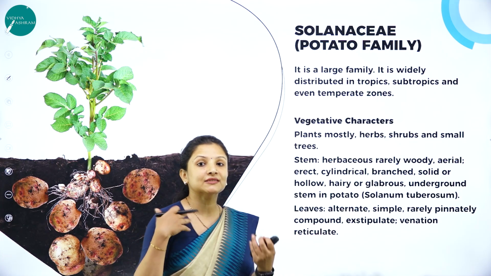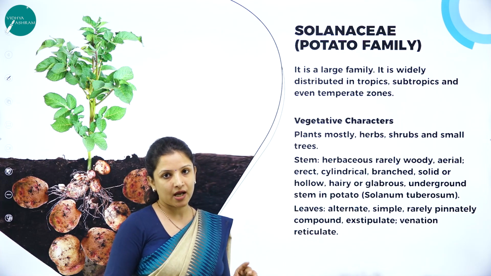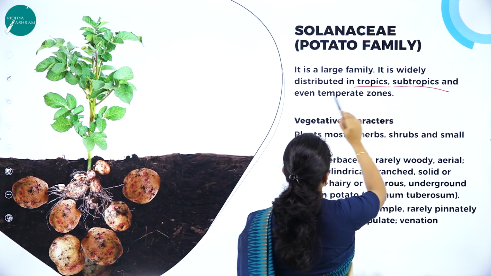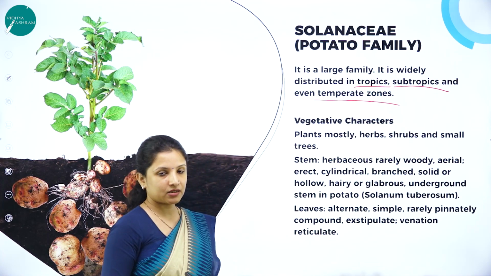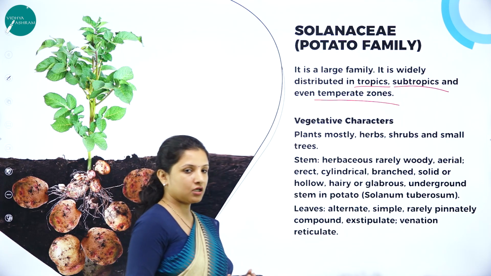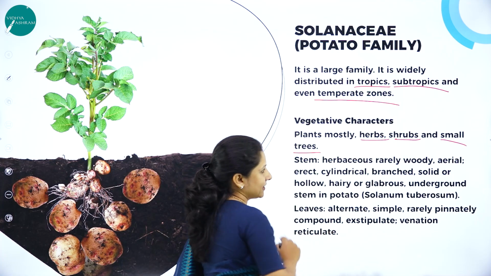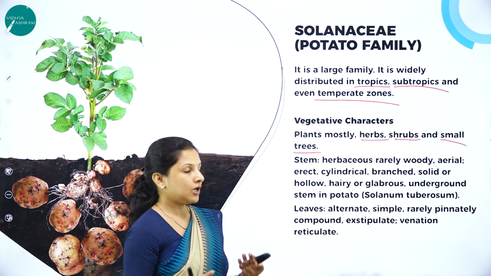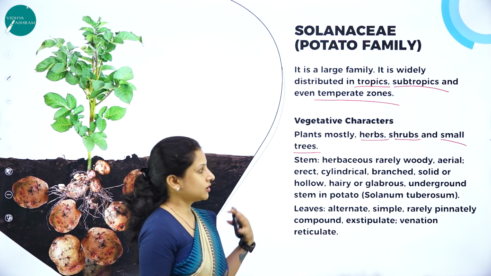So what is its habit? I told you, according to the rule, we have to start with the habit. It's found in the tropics, the subtropics and the temperate zones as well. And the vegetative characters: the plants are mostly herbs, they can be shrubs and they can be small trees as well. So for example, potato is a herb, and when it comes to brinjal, tomato, chili and all that, they are shrubs.